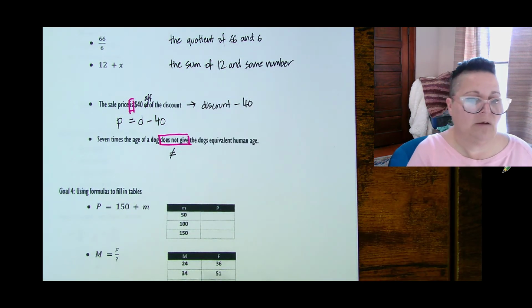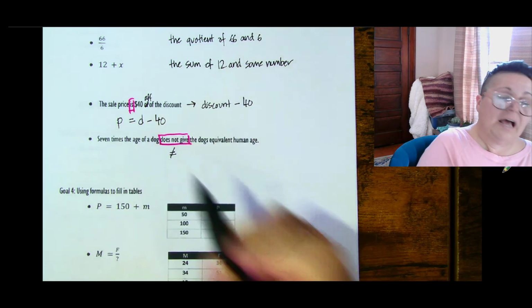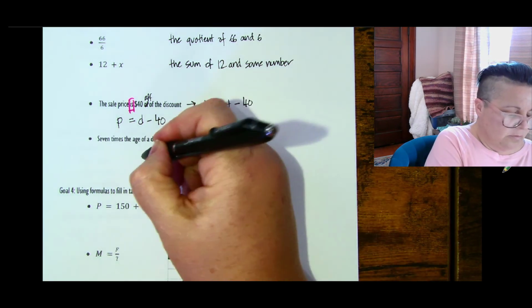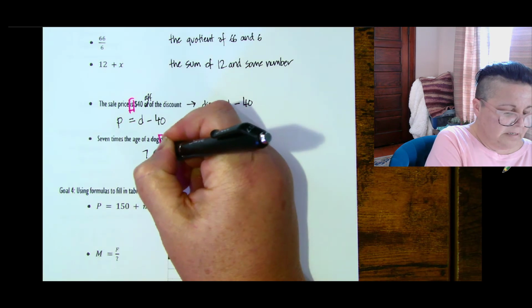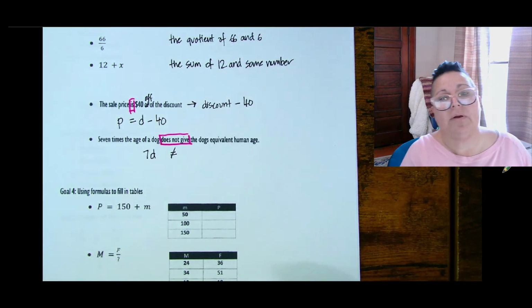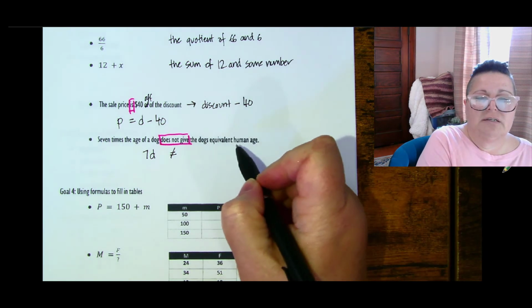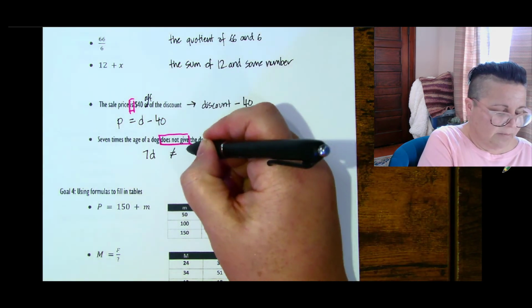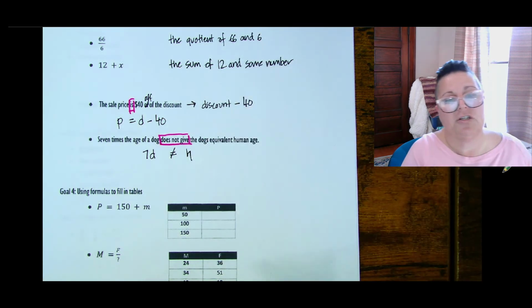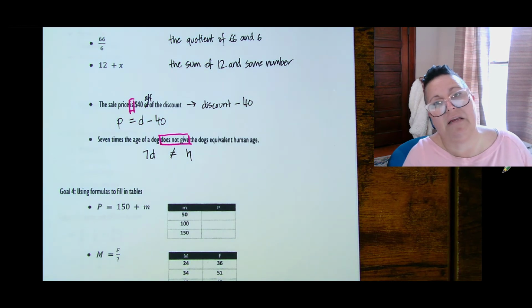It's not equal. 7 times the age of the dog would be 7 times D. Remember, if you're multiplying, you can use the multiplication symbol, or you can just write it as 7D. The dog's equivalent human age, I'm going to use an H for the human age. So 7D does not equal H.